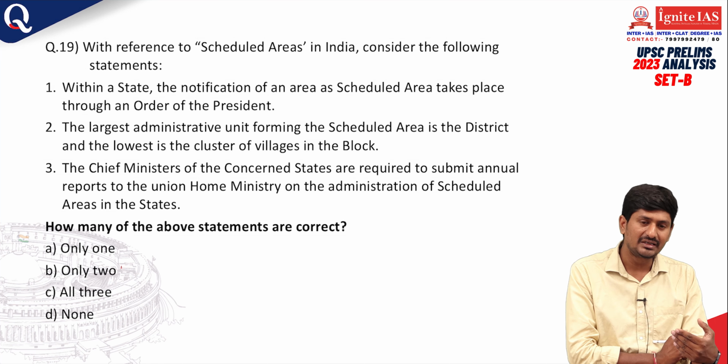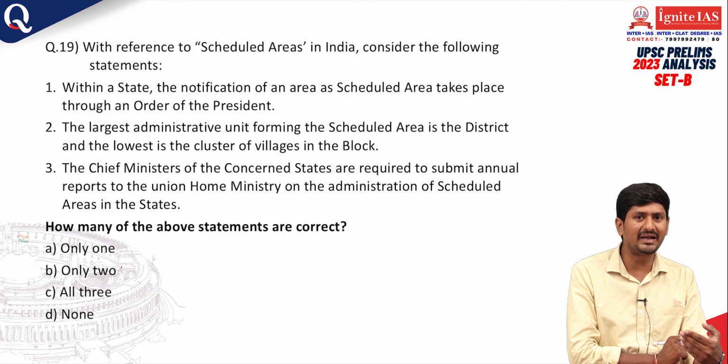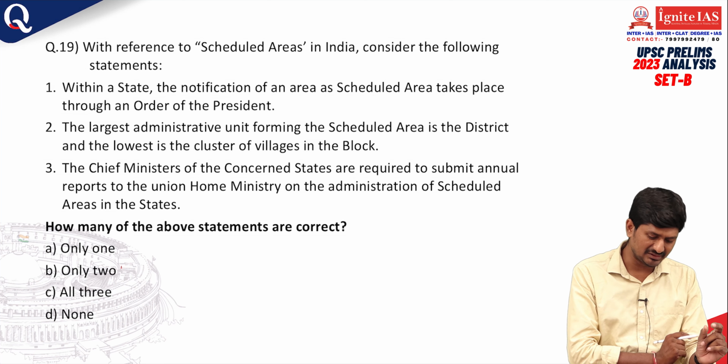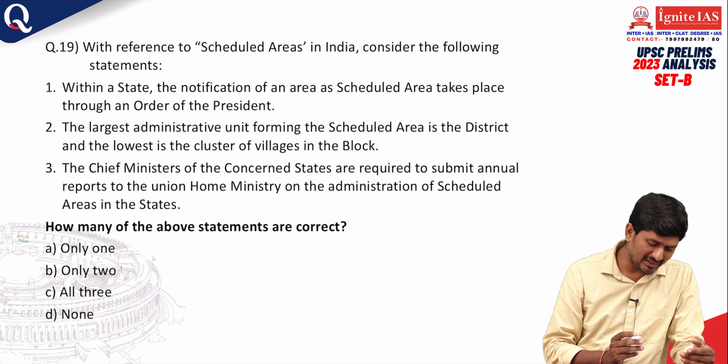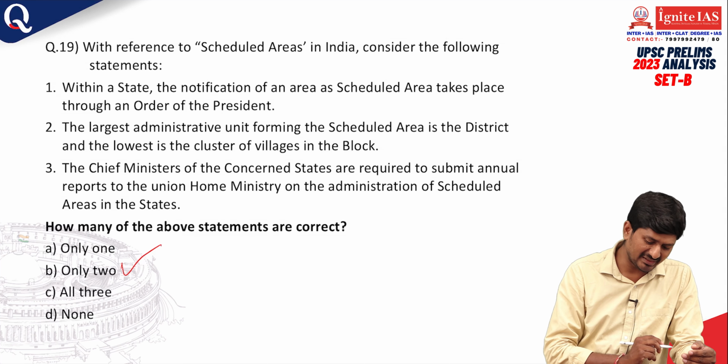Coming to the third one, the chief ministers are required to submit annual reports to the Home Ministry on the administration of the schedule areas in the states. But in fact, this third statement is incorrect. It will become correct only if the chief ministers are replaced by the governors. So in the place of chief ministers, what must be there? Governor must be there. So what is the right answer? Only 2 statements are correct. Hence B is the right answer.